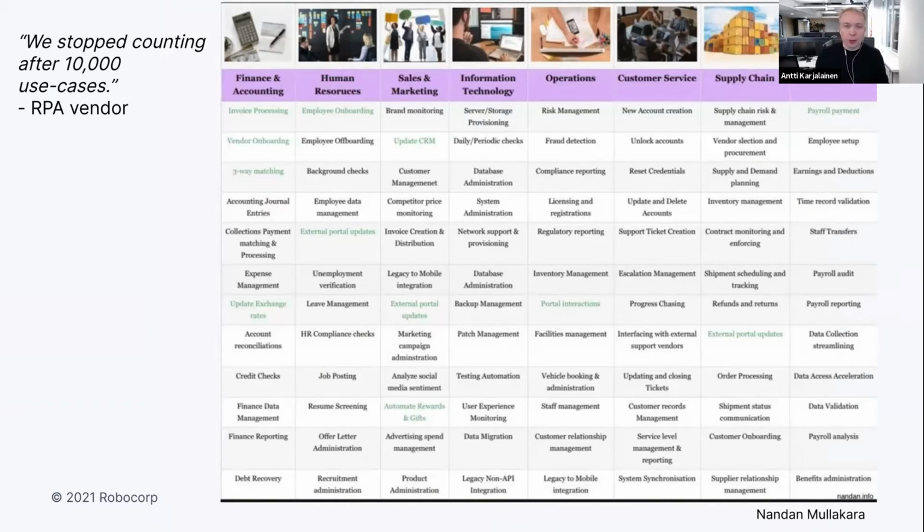And talking with some of the larger, more well-established RPA vendors, one time I actually asked them, how many use cases have you recorded so far? And they told me that they stopped counting after 10,000 use cases. So you can split it by functions like finance, HR, sales, marketing, operations, and so forth, or you can look at industry verticals like healthcare or financial services and so forth. There's use cases for this kind of automation everywhere.